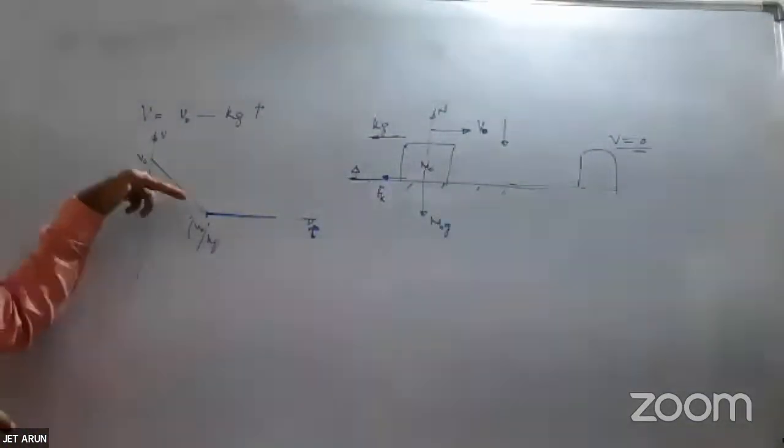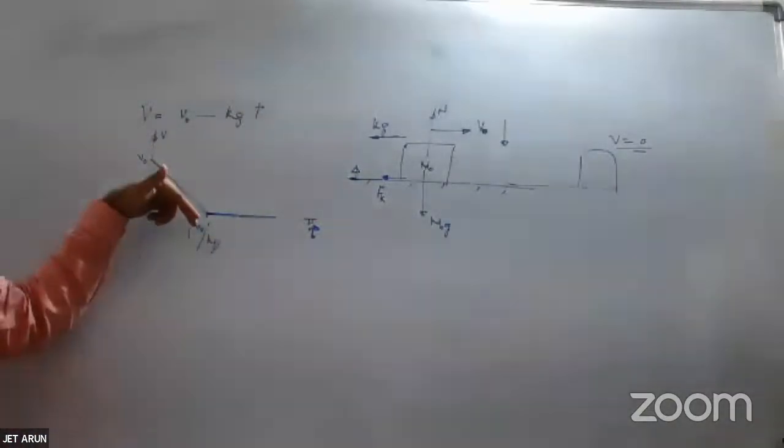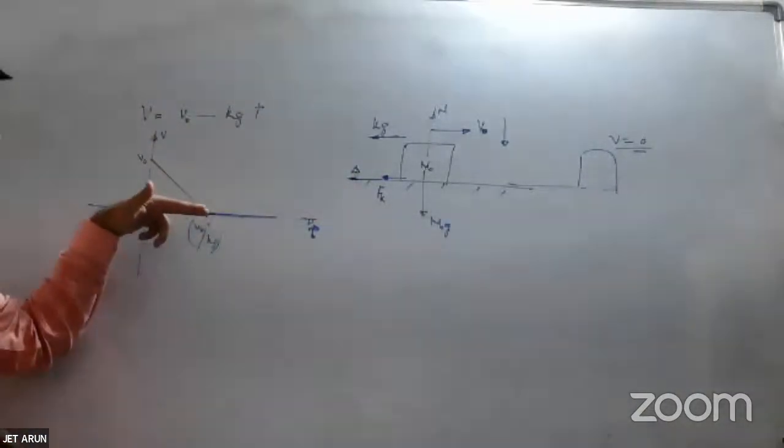So my velocity time graph is this way. It drops linearly, and then once it becomes zero, it remains zero.